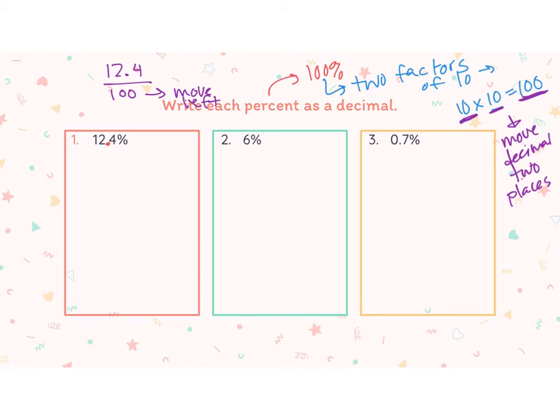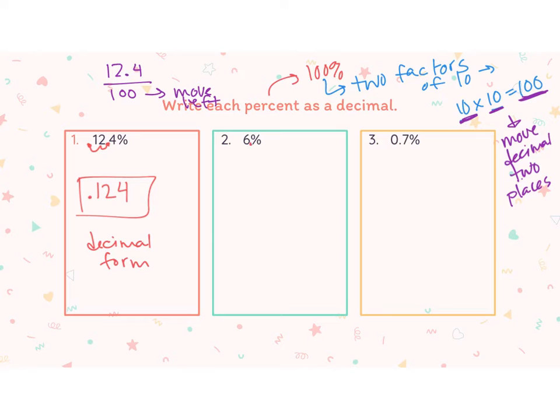Even if I'm starting with something like 0.7, I want to move it 2 places to the left. For 12.4%, I move it back and then back again, and I get 0.124. That's the decimal form of the percent.